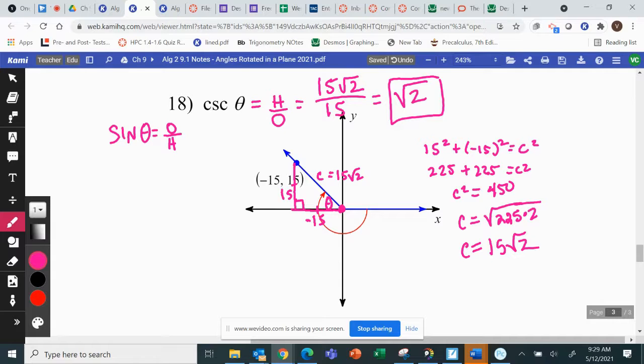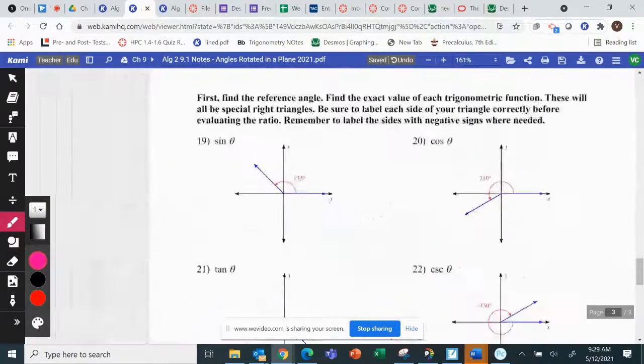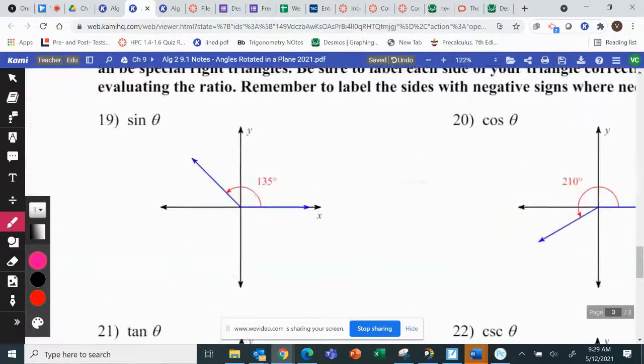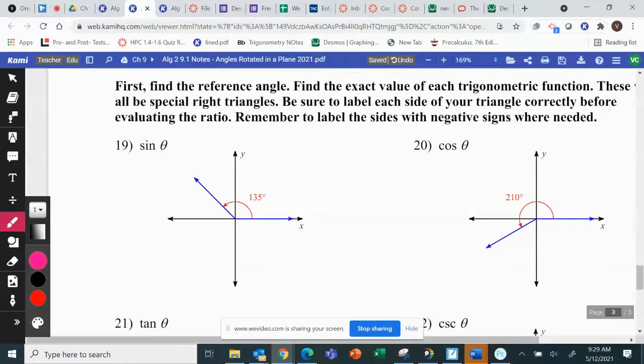Are we okay on this? We're going to do a couple more of these, but it's a little bit different because they don't give you ordered pairs in the last ones. In the last ones, it's saying you need to find the reference angle, and then we're going to do what we just did, but they should all be the special ones.